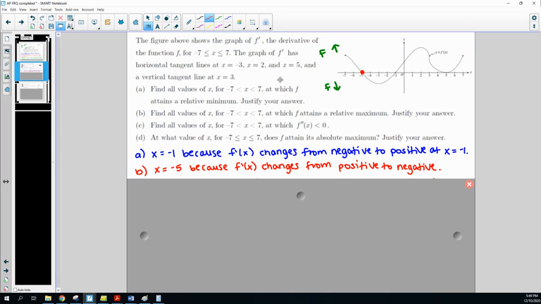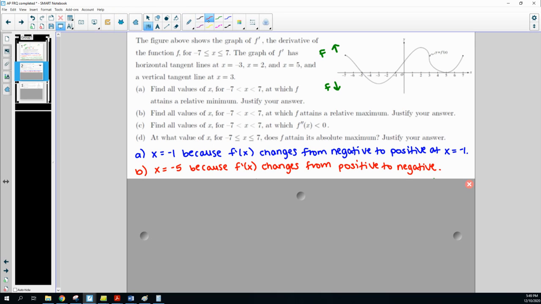Very similar. Now part C says find all values of x for -7 to 7 at which f double prime of x is less than 0. So this is asking us where the second derivative is going to be negative. So again, when we're dealing with a second derivative, we are dealing with the derivative of the derivative. So I'm looking to see where the slope of this graph is going to be negative.